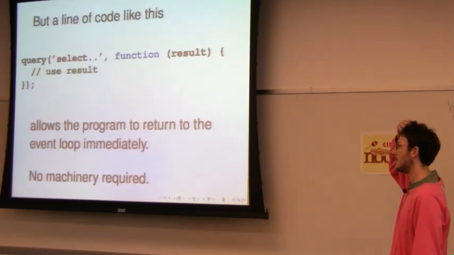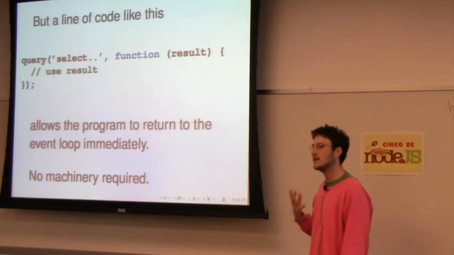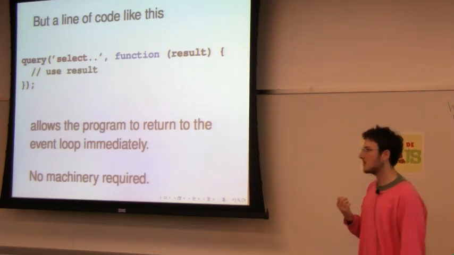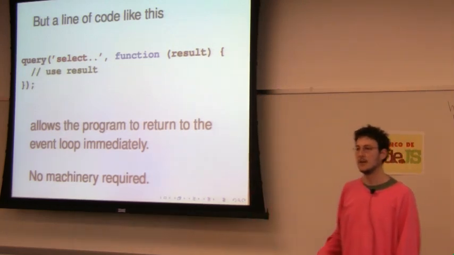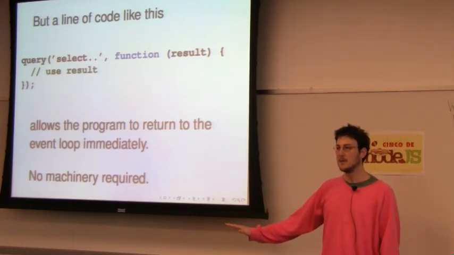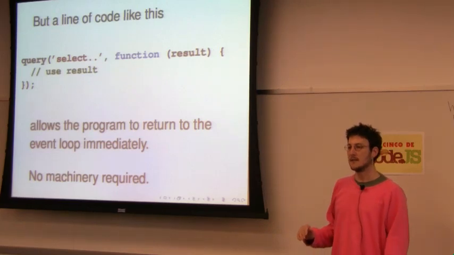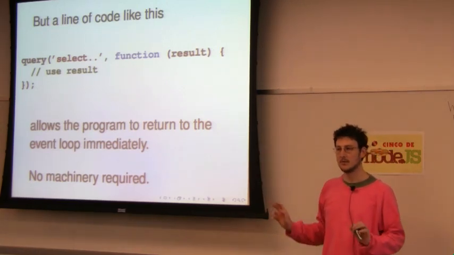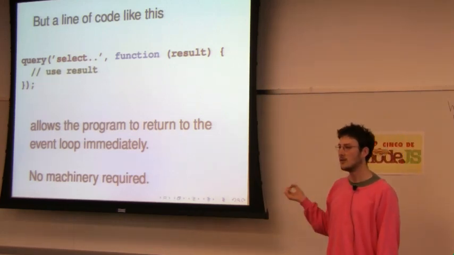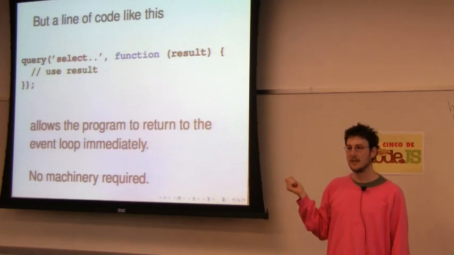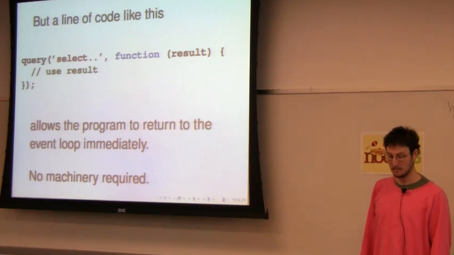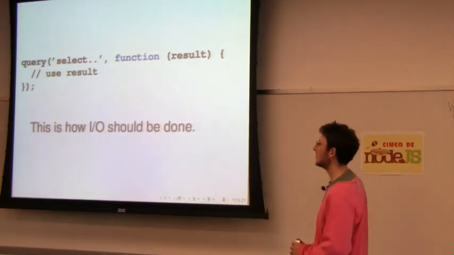But if you had a line of code like this, where you made the query and then gave a callback to that function, the interpreter can run right through that, right? It can make that query, write it to the kernel send buffer, and then keep going and start doing other things. It doesn't need to wait for Los Angeles to respond. There's very little machinery here. All it is holding is a pointer to that callback and then telling the kernel to inform us when that response comes back. So this is how I/O should be done.